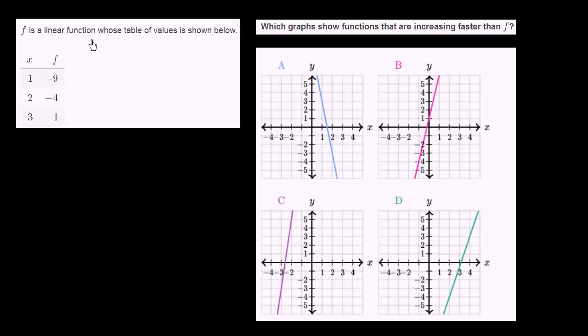f is a linear function whose table of values is shown below. And they give us 3 different x values and the corresponding f of x values. Which graphs show functions that are increasing faster than f?